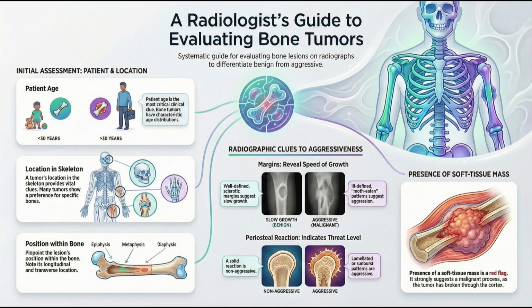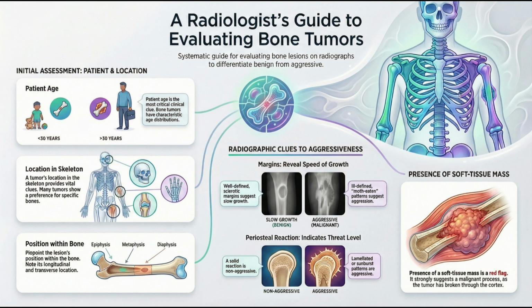So we've placed the lesion on the map based on age and geography. Now we finally get to zoom in on the picture itself. What's the very first visual cue we should be looking for? We start with density. Density tells us what the lesion is doing to the bone. Is it destroying it? Is it building new abnormal bone? Or is it doing both?